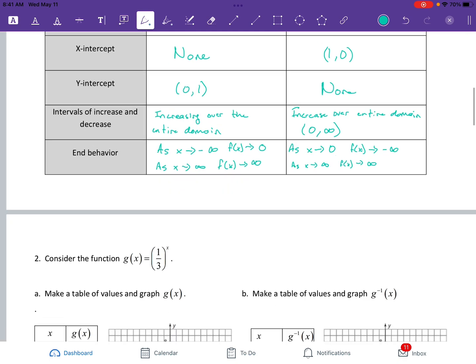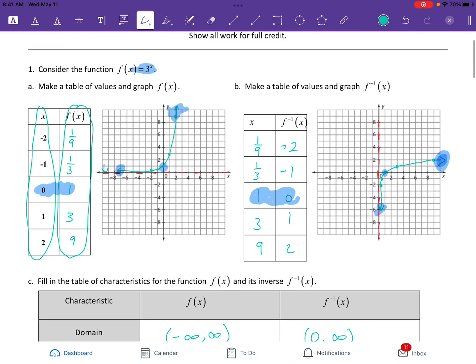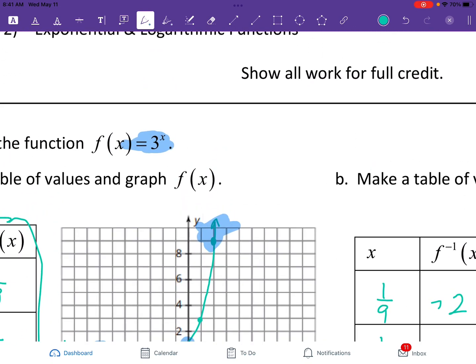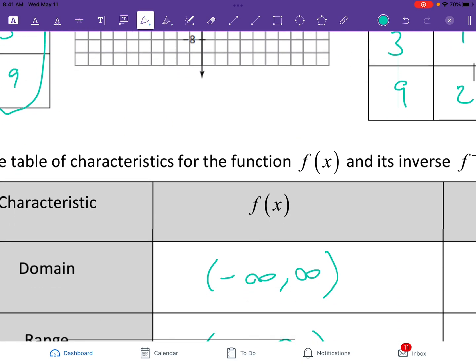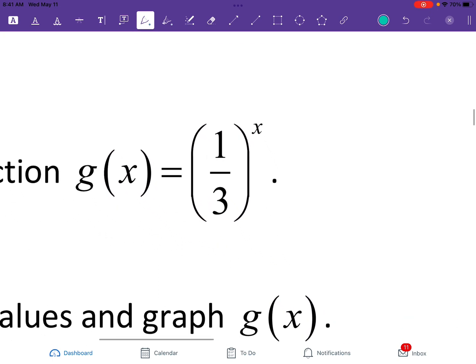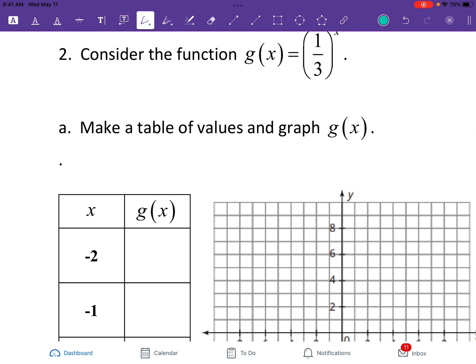Okay, next, do the same idea, but this time the first equation we were dealing with, 3 to the x power up here, is an increasing function because the b value is greater than 1. What we're going to look at next is a decreasing function because the b value is between 0 and 1, because it's a fraction and it's less than 1, but it's greater than 0. So we have to do the same kind of thing, and the same rules apply.